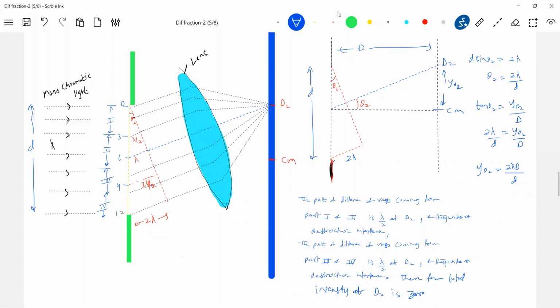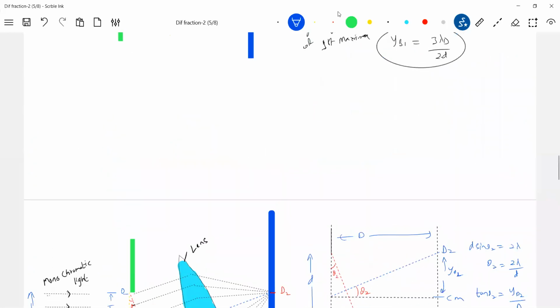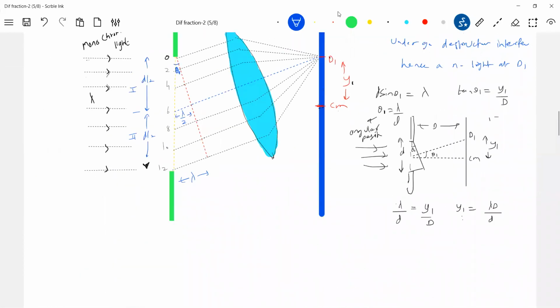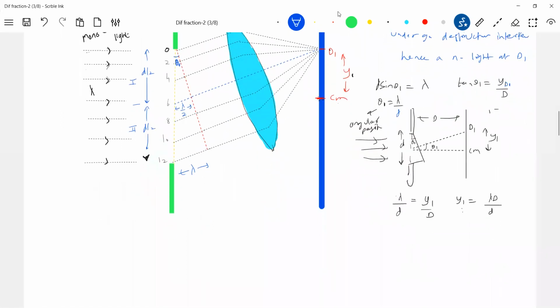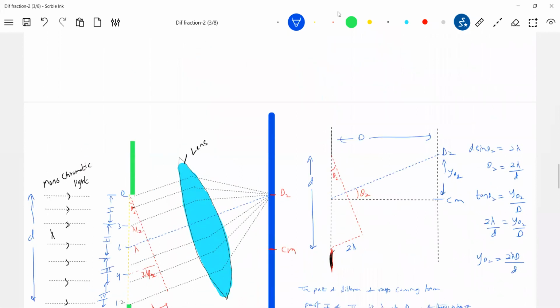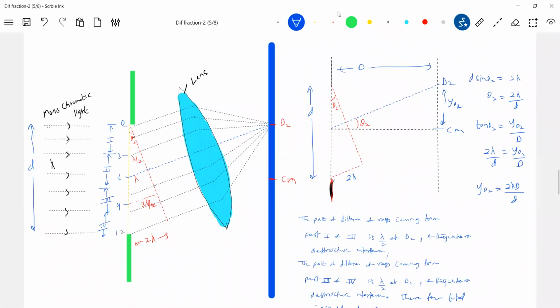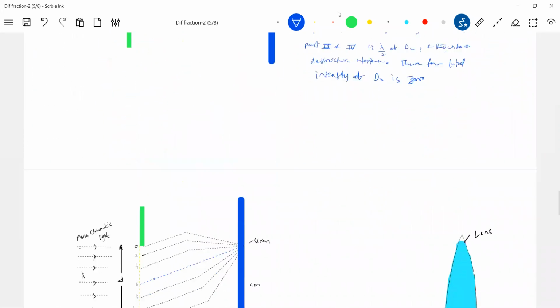Fine. There's a linear portion, and there's an angular separation. Let's go back. So what was the angular separation? For Y d1, it was lambda by d. Now what we have is 2 lambda by small d. So this is for D2. Next, one more, last, we'll go for B2.